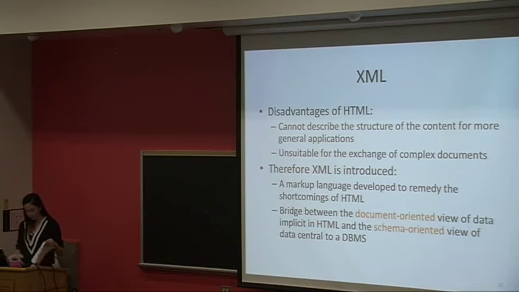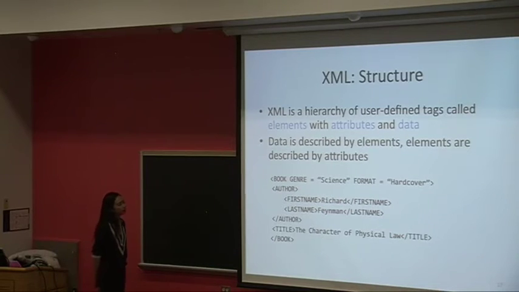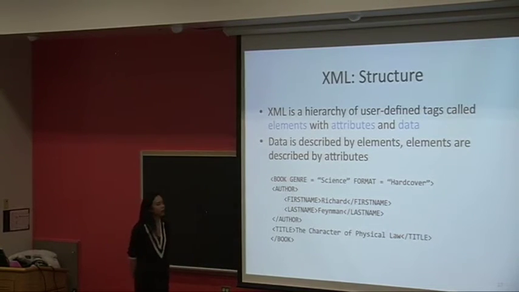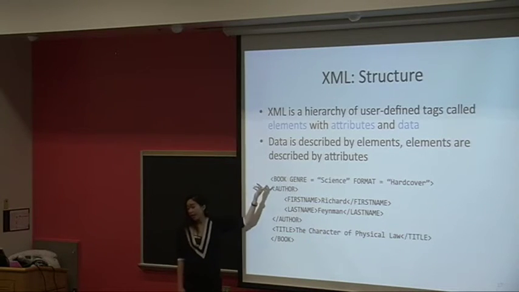So what exactly is XML? XML is a hierarchy of user-defined tags called elements, with attributes and data. It's very similar to the idea that we can map it to the different kinds of databases we have learned before, or we can directly map it to the relational data model. Here will be an example. Instead of writing in HTML, we write it in XML this time. I should have done an indentation here, but I didn't.